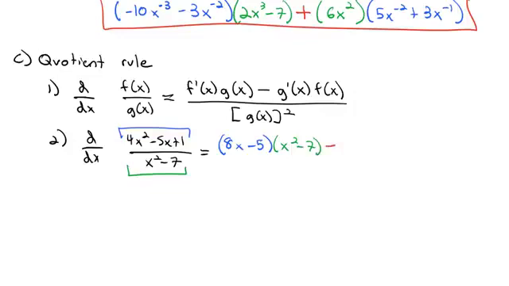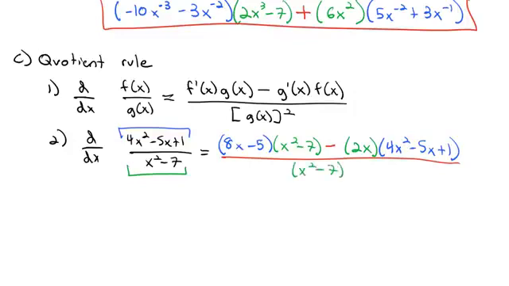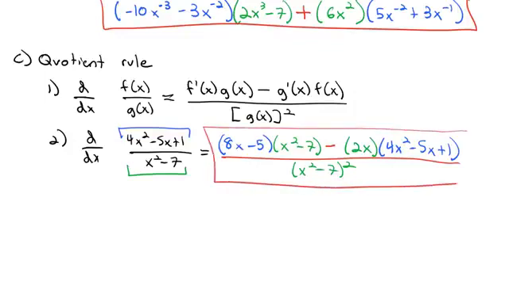Then we subtract the derivative of the denominator. X squared becomes 2x times the numerator, which is 4x squared minus 5x plus 1. And then in the denominator, we take the old denominator, x squared minus 7, and we square it to get our final big, ugly, but correct derivative. This formula takes a little bit of practice to get really comfortable with, but it certainly is much nicer than doing it with the derivative formula.